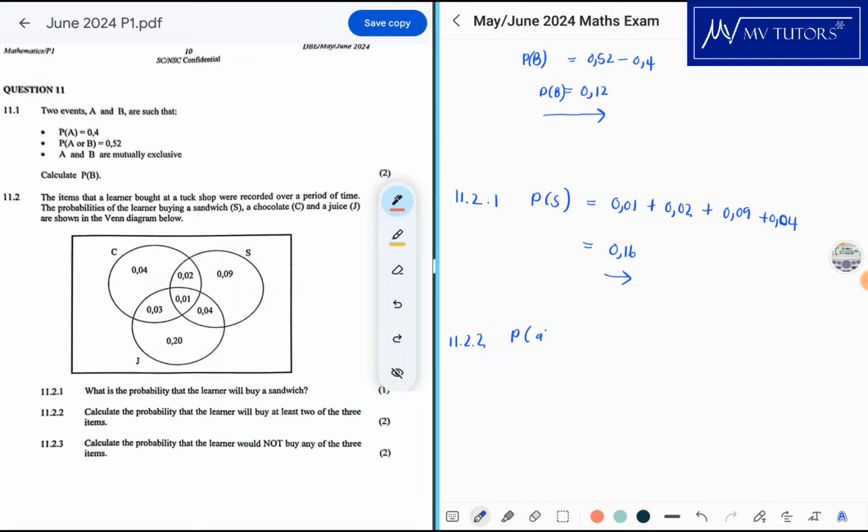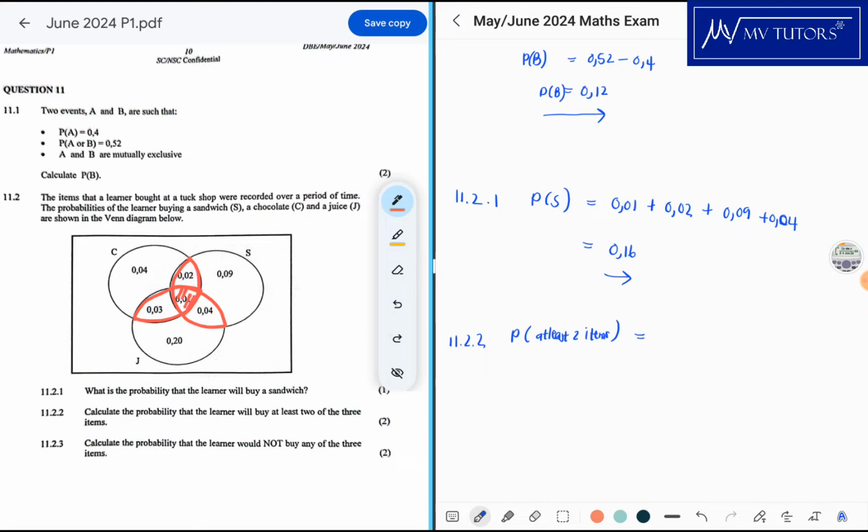Okay, so if they're going to buy at least 2 items, it means that at most they can buy all the items. So they can either buy chocolate and a sandwich, or they can buy a sandwich and a juice, or they could buy chocolate and the juice. My son would love that a lot. Or they can buy all of them.